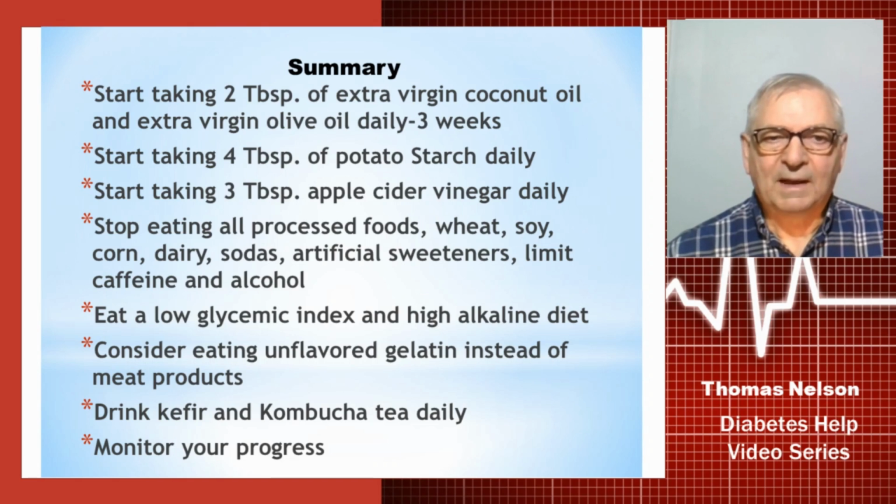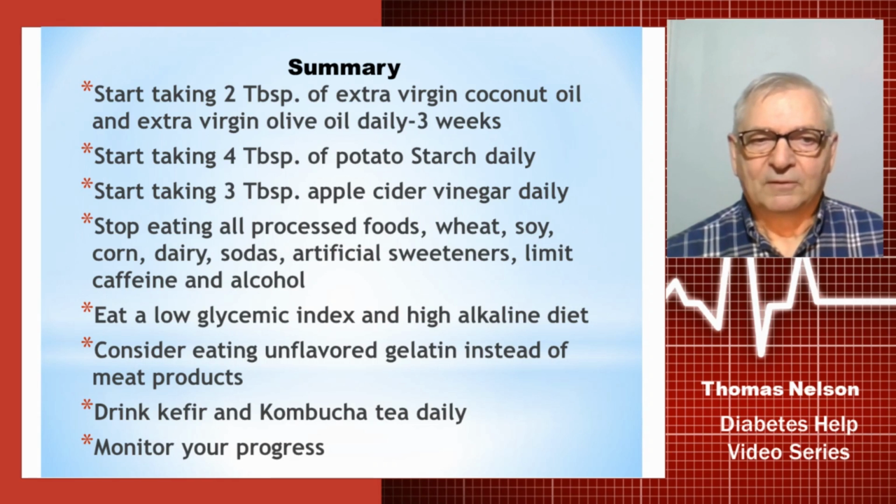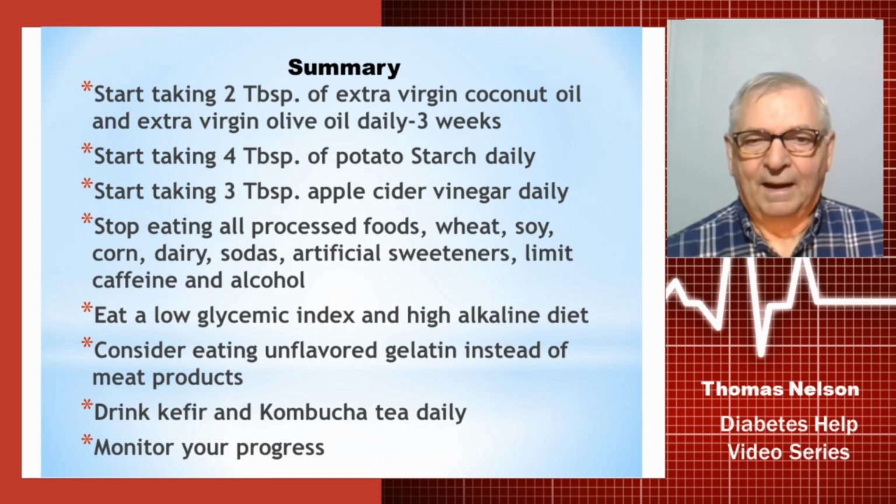Start taking 4 tablespoons of potato starch daily. Start taking 3 tablespoons of apple cider vinegar daily. Stop eating all processed foods. Read the label. Do not buy anything that has any chemical additives. Stop eating wheat, soy, corn, dairy products, sodas, artificial sweeteners like aspartame and Splenda. Those are absolutely out. Limit caffeine and alcohol.